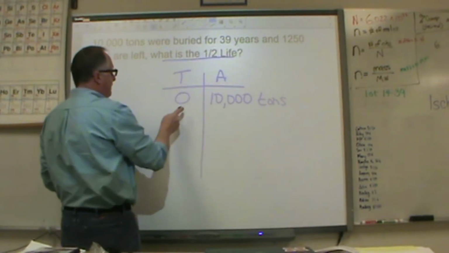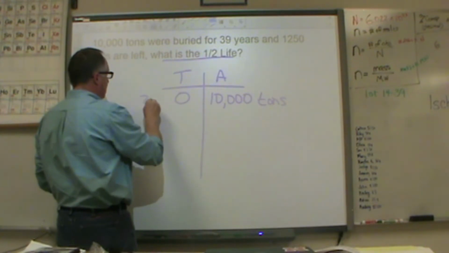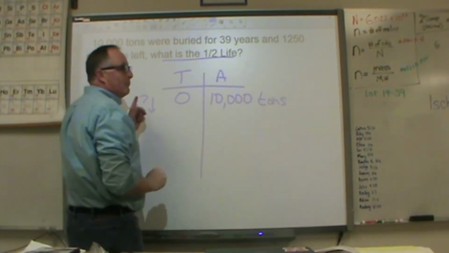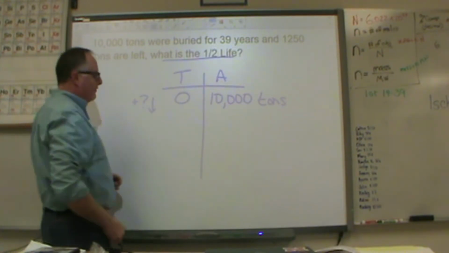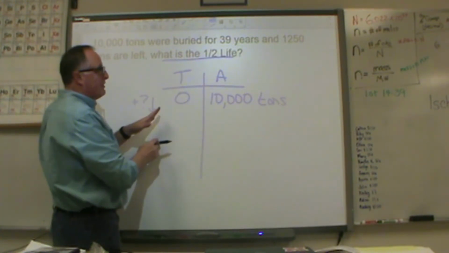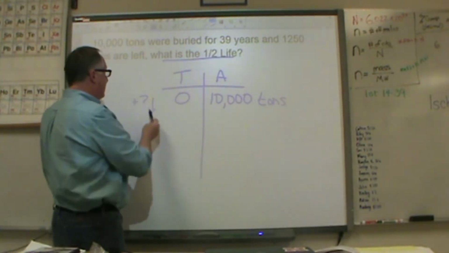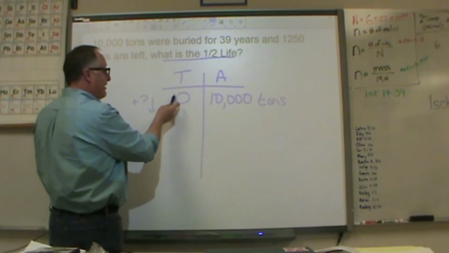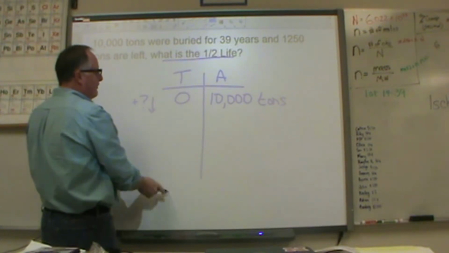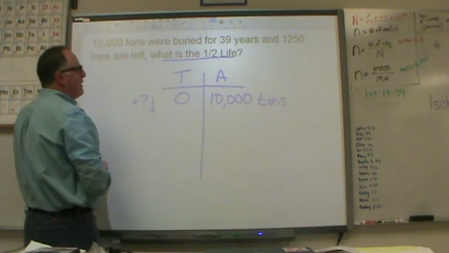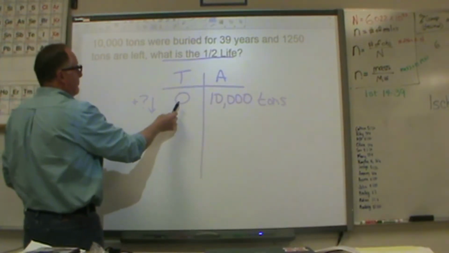I'm looking for the half-life, so I don't know what I count up. So I can't do anything on this side. All of these problems will give everything you need for one side or the other. This time I don't know the time side. Last time this is the side I knew and I had to calculate this one. This time I don't know this one. I'll calculate the amount.